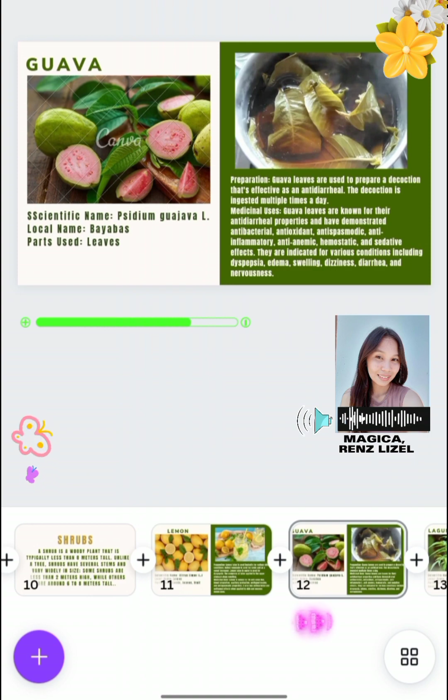The medicinal uses of guava leaves: they are known for their antidiarrheal properties and have demonstrated antibacterial, antioxidant, antispasmodic, anti-inflammatory, anti-anemic, hemostatic, and sedative effects. They are indicated for various conditions including dyspepsia, edema, swelling, dizziness, diarrhea, and nervousness.